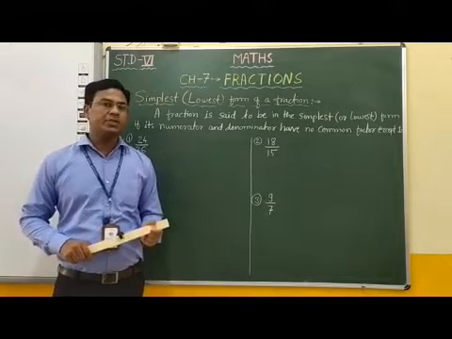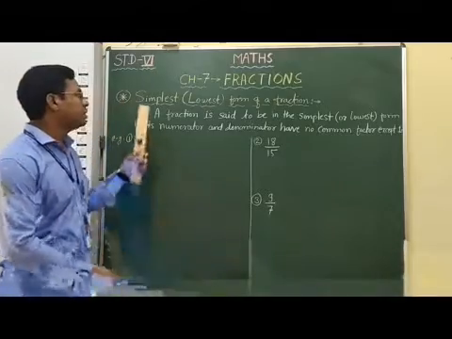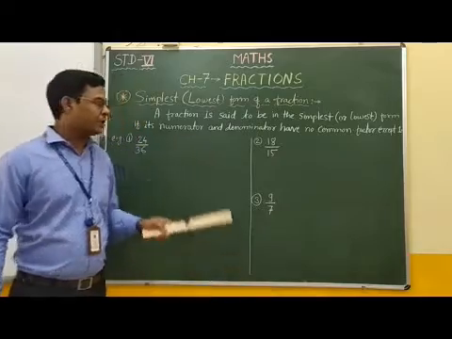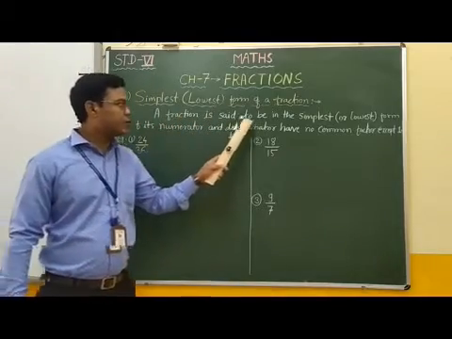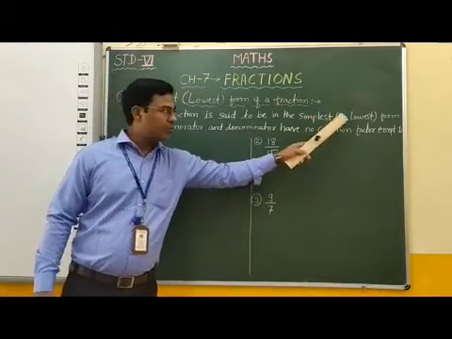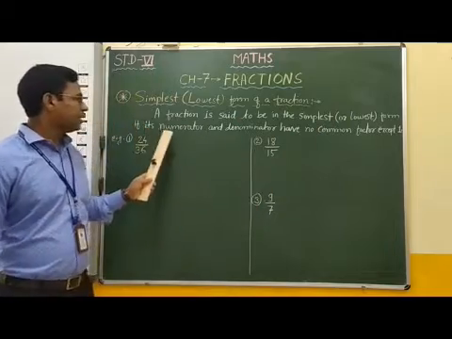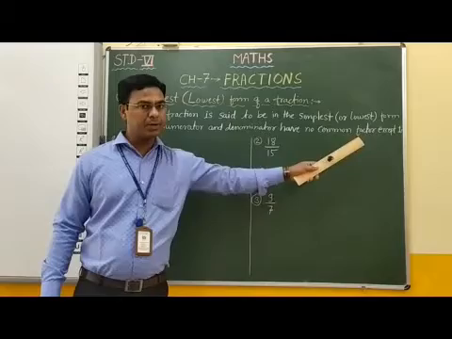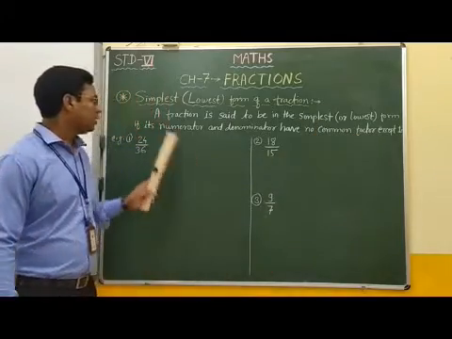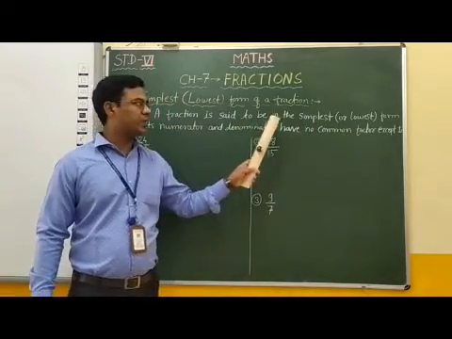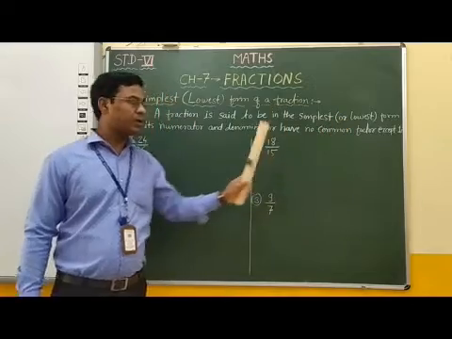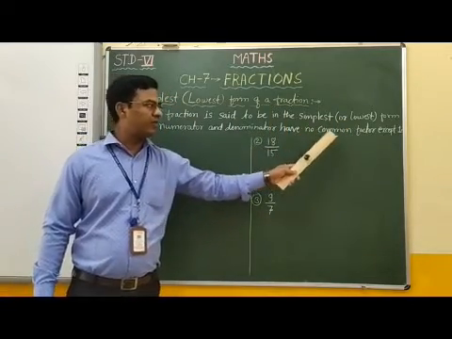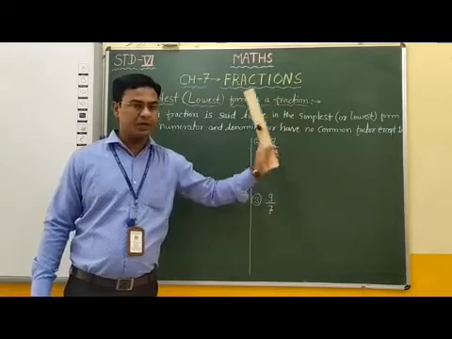Hello children, in this video we are going to learn the simplest or lowest form of a fraction. A fraction is said to be in the simplest or lowest form if its numerator and denominator have no common factor except 1. I repeat, a fraction is said to be in the simplest or lowest form if its numerator and denominator have no common factor except 1.